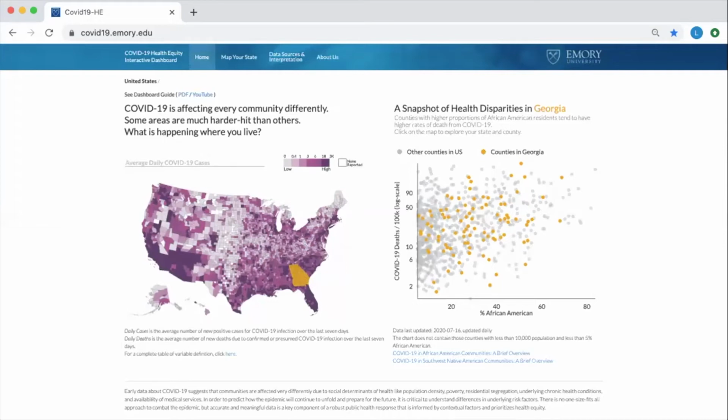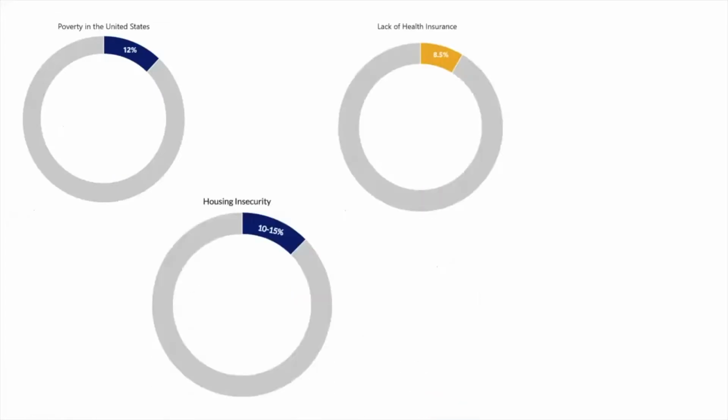As COVID-19 coronavirus infection continues to spread around the country, data has shown that poverty, lack of health insurance, socioeconomic vulnerability, and housing insecurity may all contribute to higher risk of contracting COVID-19 and having severe outcomes. In the United States, approximately 12% of people are experiencing poverty, 8.5% do not have health insurance, 10 to 15% experience housing insecurity, and 11% are unemployed.